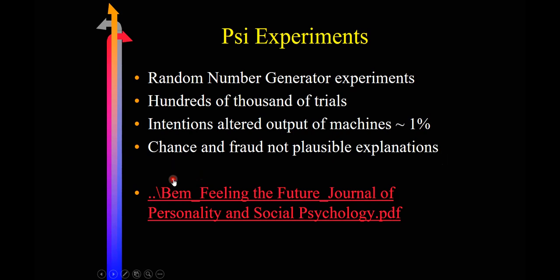A few years back, in fact, a researcher named Bem was able to publish the results of his research in a major psychology journal, "Feeling the Future," in which he did experiments where people tracked their emotional responses to an event that had not yet occurred and found, again, an effect. It was questioned by critics and so forth.